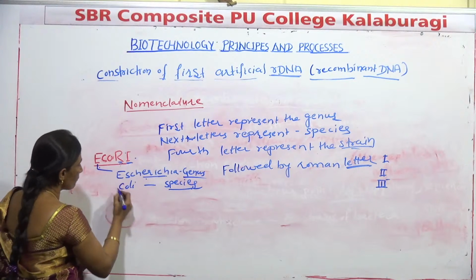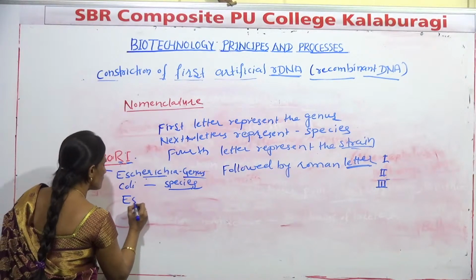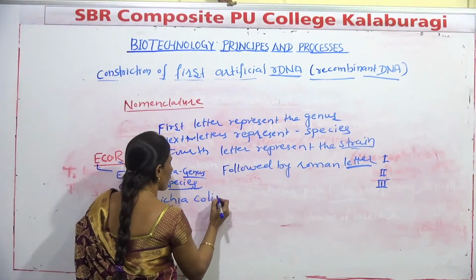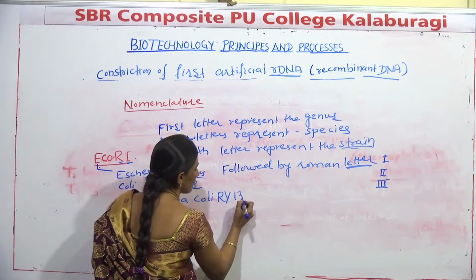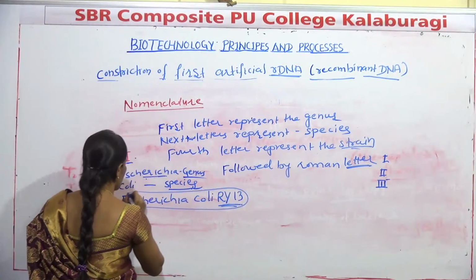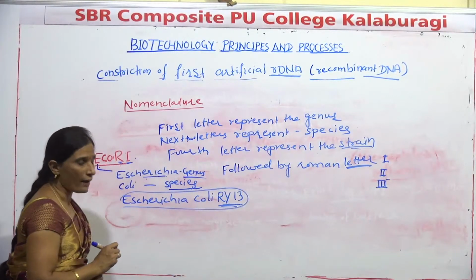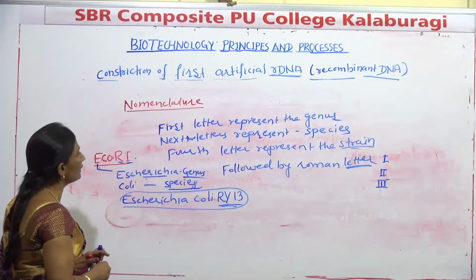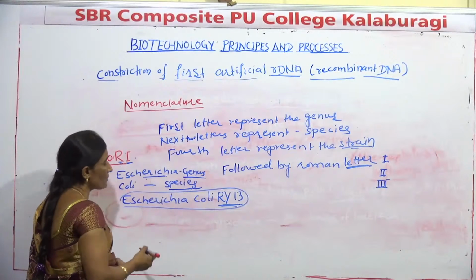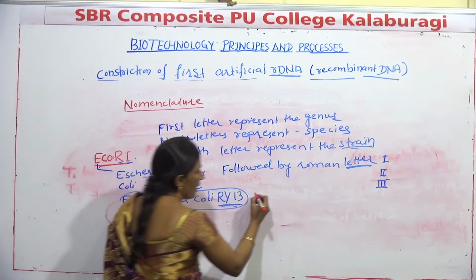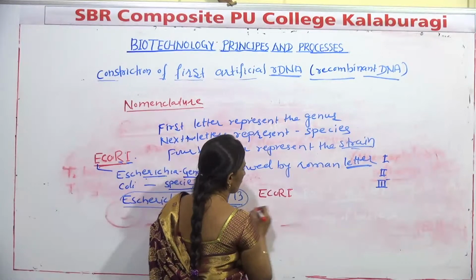Is it clear? So full EcoRI means Escherichia coli RY13. Actually, that is the full name. You have to remember this: EcoRI means Escherichia coli RY13. So this is the nomenclature of the restriction enzyme, that is EcoRI, and it can also be written as Escherichia coli RY13.